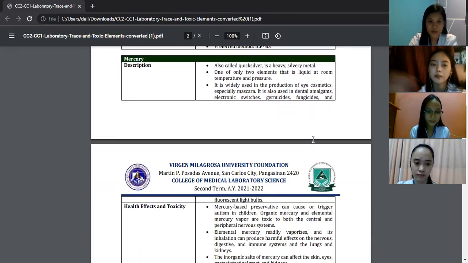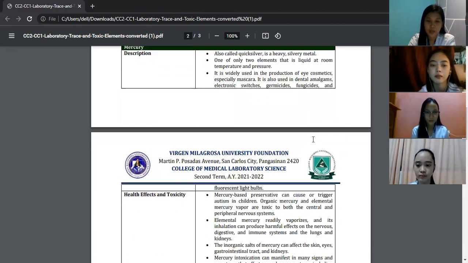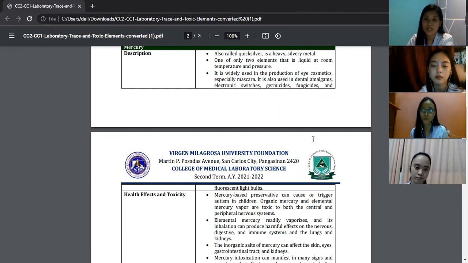Next. Okay, so the next is the mercury. Mercury is also called quicksilver, and it is a heavy and silvery metal. It is one of the only two elements that is liquid at room temperature and pressure. For your information, the other one is bromine. So mercury is widely used in the production of eye cosmetics, especially in mascara. It is also used in dental amalgams, electronic switches, germicide, fungicides, and fluorescent light bulbs.